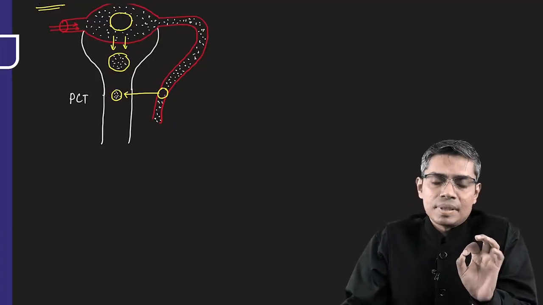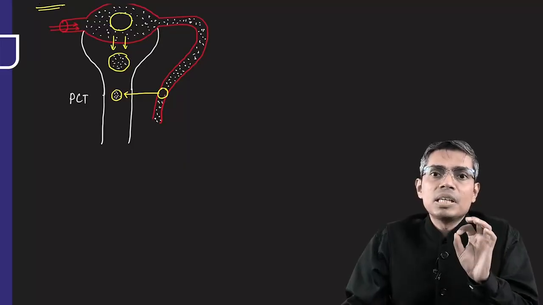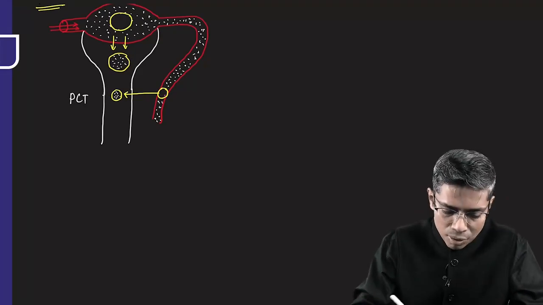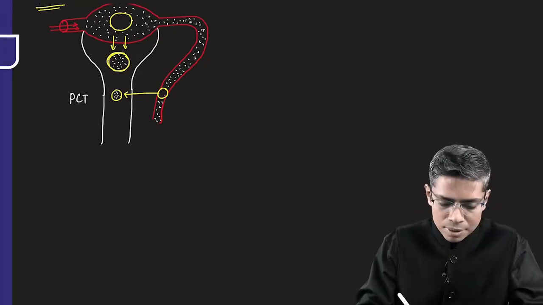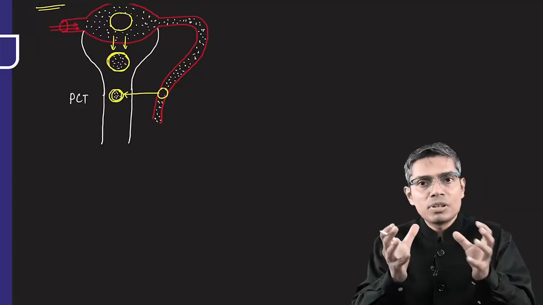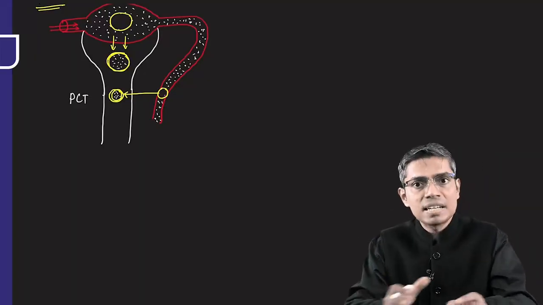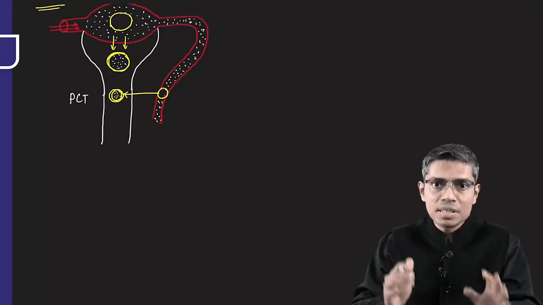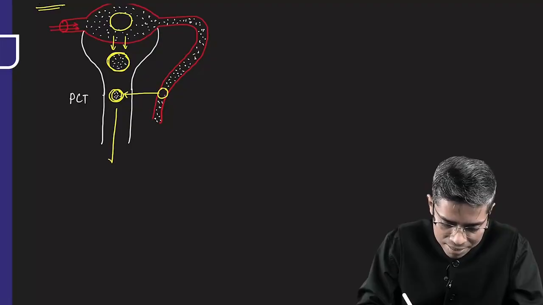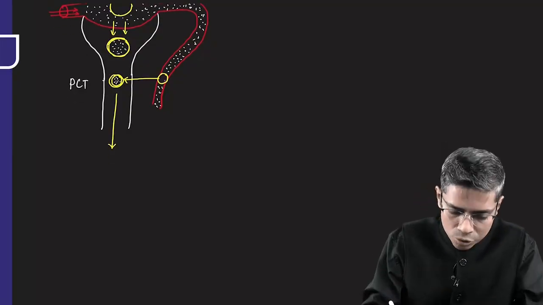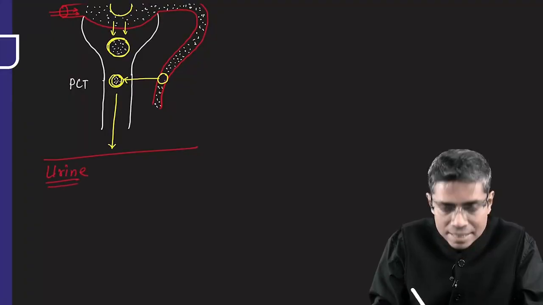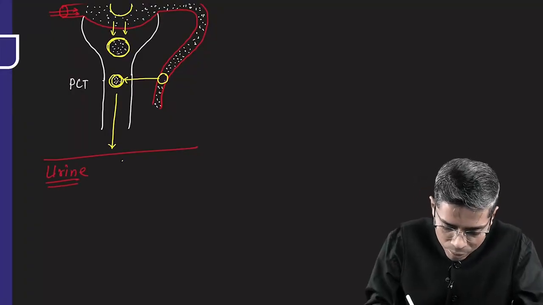I am measuring the amount of creatinine from the level of urine. Why am I measuring? Because I know whatever creatinine has reached already at the level of the Bowman's capsule and at the level of the PCT, in these two locations, this creatinine is not going to be reabsorbed, because creatinine reabsorption is not possible from the nephron. So all this creatinine will ultimately be released in the urine, right? So I am collecting the urine and measuring the amount of creatinine. This creatinine has reached from two locations.